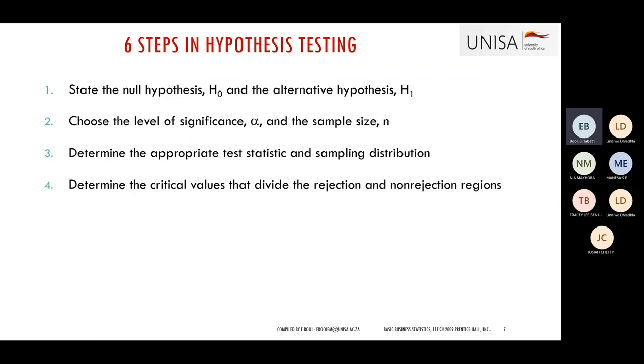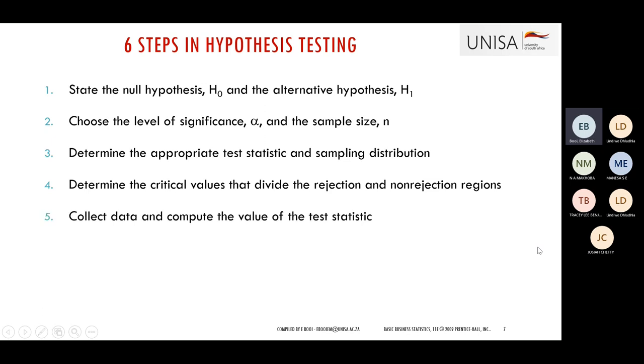Determine the critical value. Here you will determine the critical value of a Z test statistic using the Z table, which is also called the normal standardized distribution table. With the critical value, we identify the region of rejection. The symbol stated in your alternative hypothesis will tell you whether you are doing a one-tailed test or a two-tailed test, and you will identify the region of rejection based on those critical values.